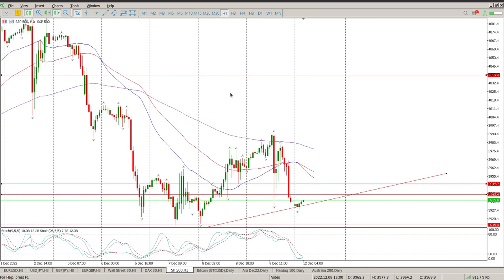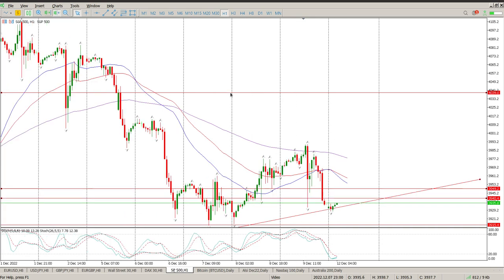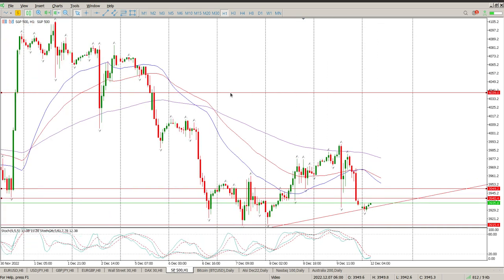I think we are more than likely going to either drift lower, or if we do start drifting to the upside, we'll probably form a bigger range.